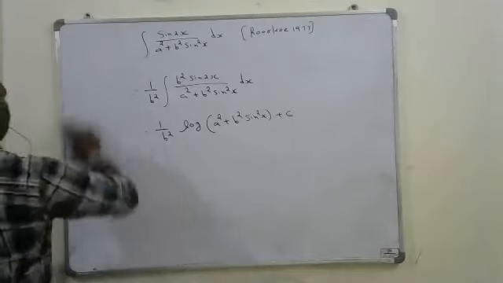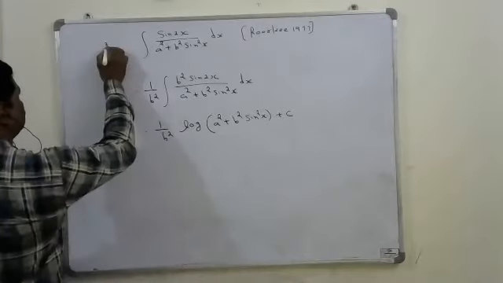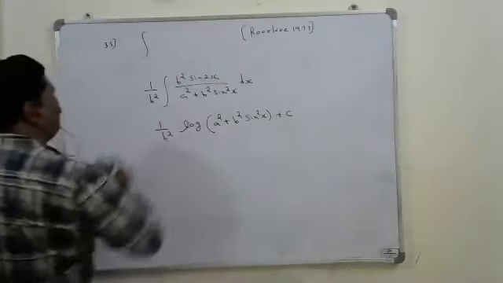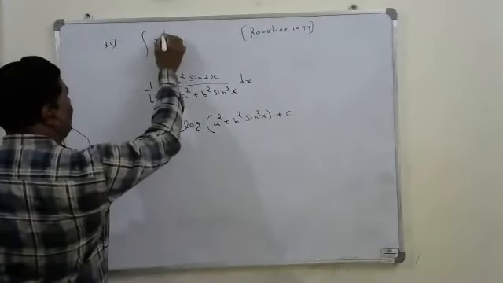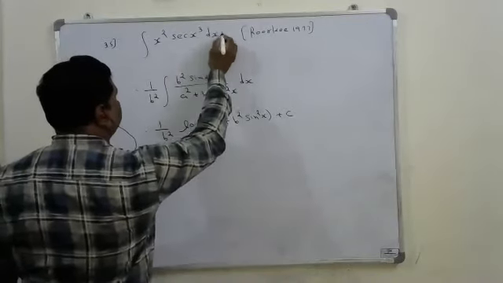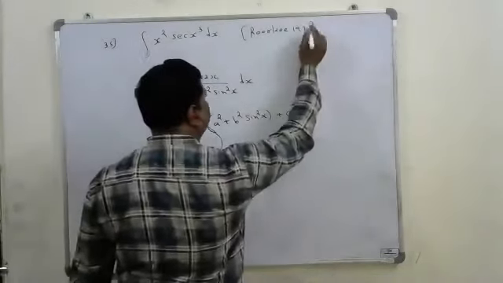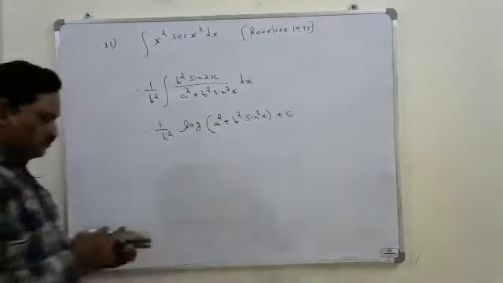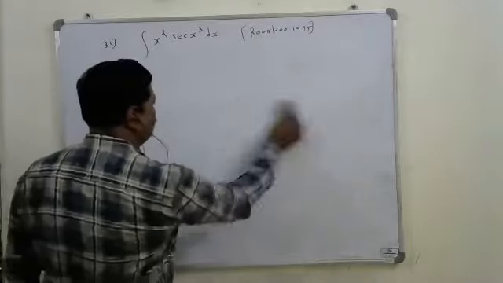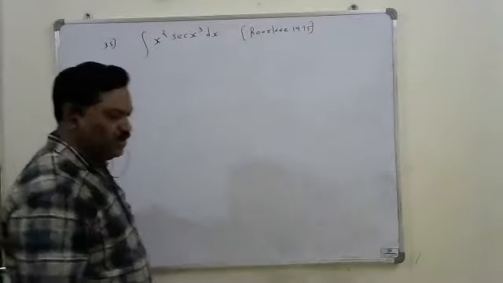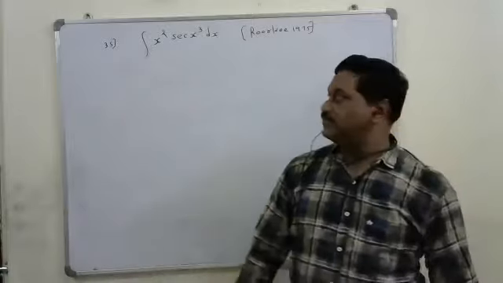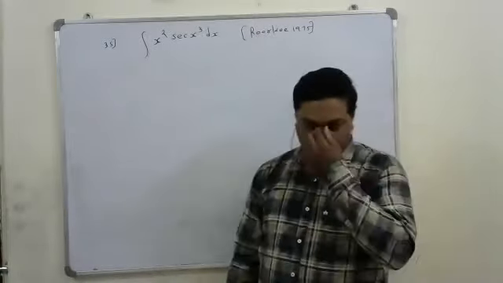Next, look at the next problem. 35, which is integral x square into secant x cube dx. It also was given in the Roorkee 1975. Just observe this. Tell me, how do you evaluate it? Give an idea. Integral x square into secant x cube dx. How can you evaluate this?